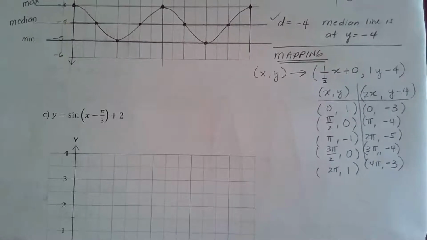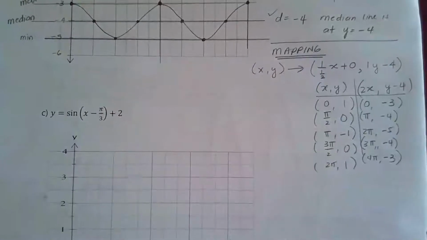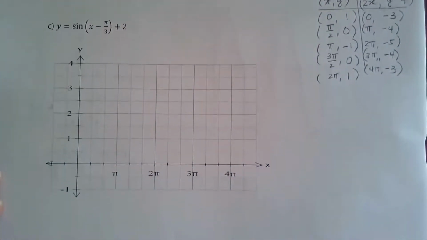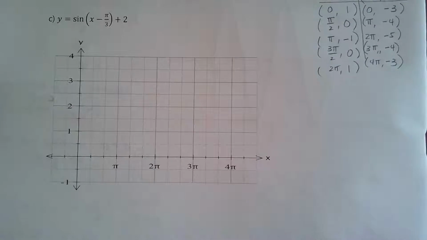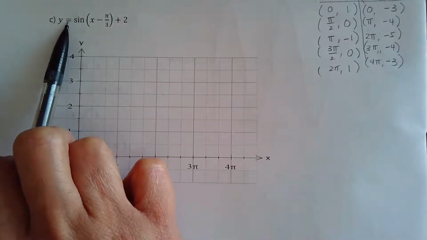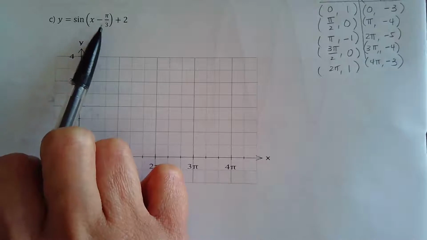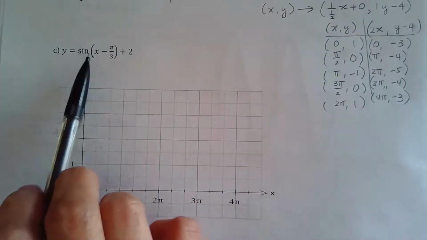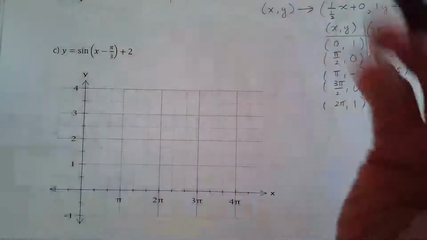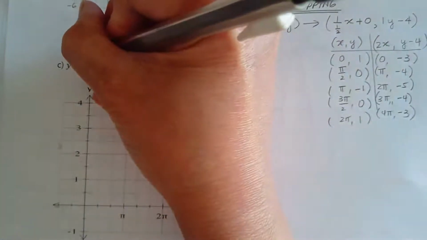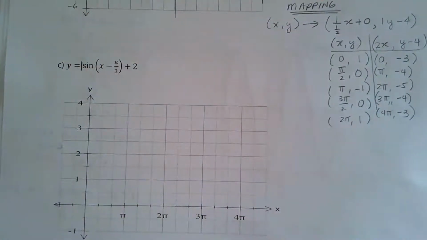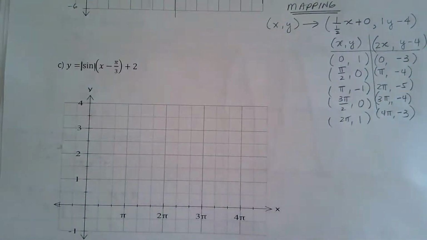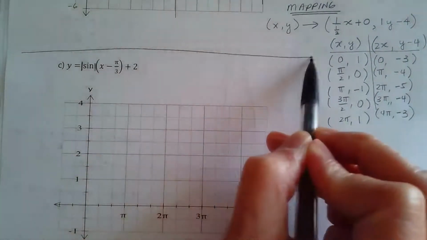Okay, now let's see what we could do with letter C. Well, it's going to take a little bit of time, but let's see if we can finish this part here. Okay, so y equals sine of x minus pi over 3 plus 2. What does that mean? Well, everything is almost filled out. The only thing missing here is 1 for A. So I'll just put that there, and then 1 for B right there.